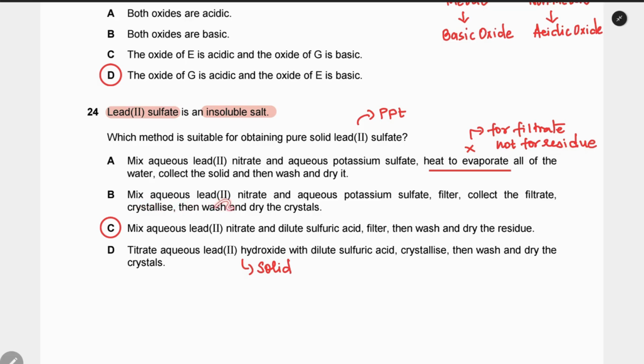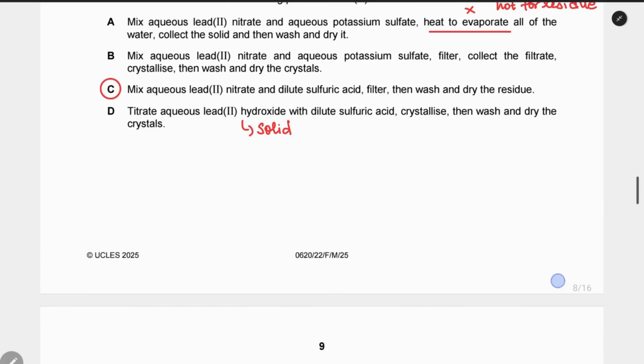Mix aqueous lead(II) nitrate and aqueous potassium sulfate, filter again. We are not filtering and we are not collecting the filtrate. Mix aqueous lead(II) nitrate and dilute sulfuric acid, filter and then wash and dry the residue. Yes, this is correct. Titrate aqueous lead(II) hydroxide with dilute sulfuric acid, crystallize, then wash and dry the crystals. First thing, lead(II) hydroxide is not a liquid, it's a solid. So we cannot do any titration with this lead(II) hydroxide.